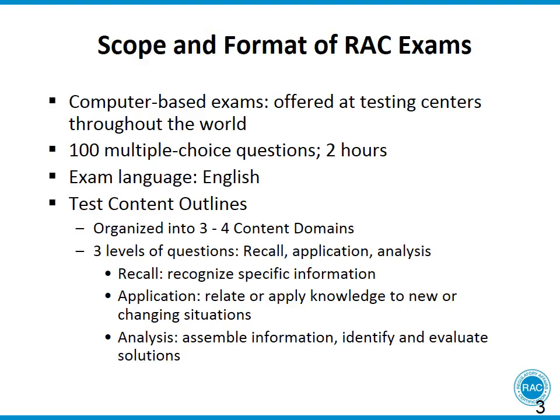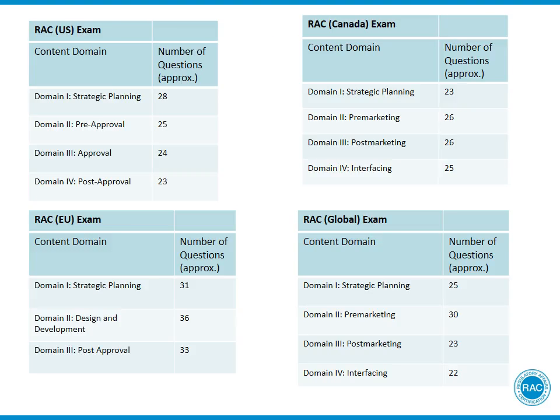The RAC exams for the U.S. and Canada, as well as the global exam, have 4 main content areas, what we call domains. The exam for the EU has 3 content domains. The domains for each RAC exam are shown on this slide, along with the approximate number of questions in each area. Each domain contains associated task statements, which outline the typical responsibilities of a regulatory professional. A detailed content outline of the areas covered within each domain for each exam is available in the RAC Candidate Guide.